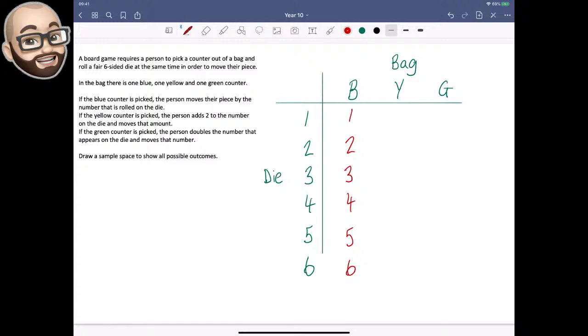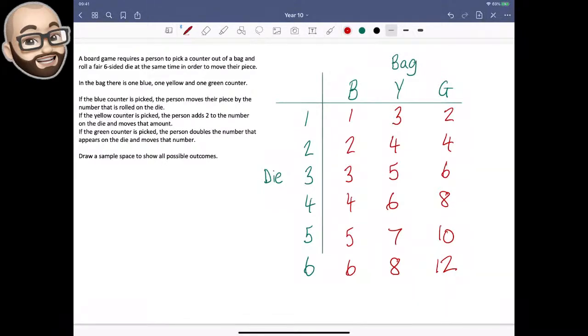If we pick out the yellow one, we have to add 2 to the number that's on the die. So 1 add 2 is 3, 2 add 2 is 4, and so on. And if we pick up the green counter, we're just doubling the number that's on the die. So that's 2, 4, 6, 8, 10, 12. And again, that's all we would have to do for these sample spaces.